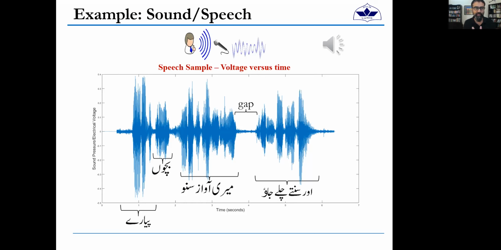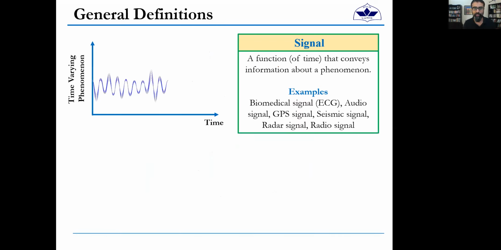So the thing that you see on your screen is a signal. This is a speech signal that we're going to be working with a whole lot. Okay. So now let me just go back and define some abstract definitions. So what is a signal?